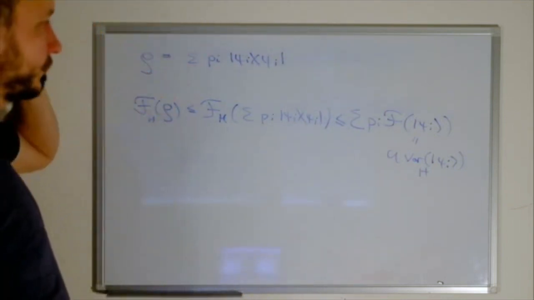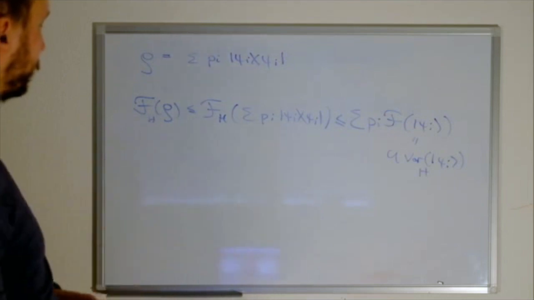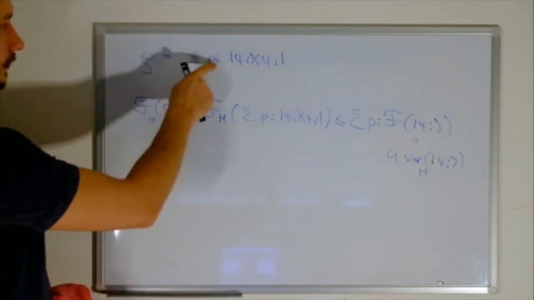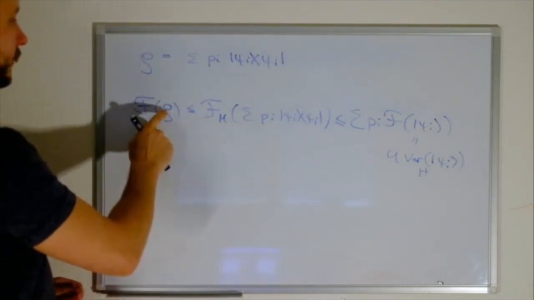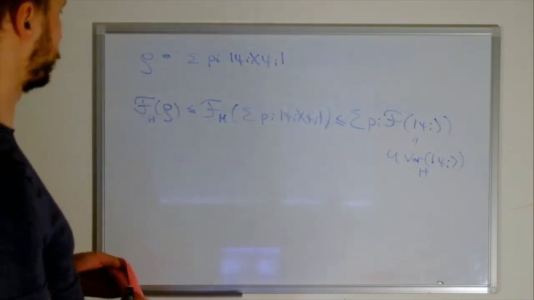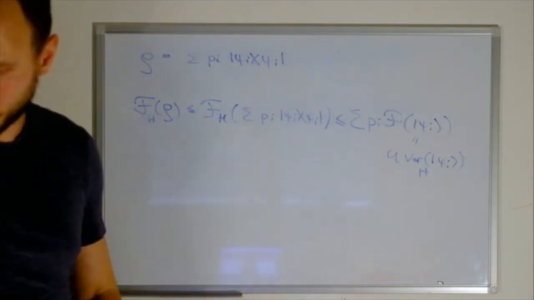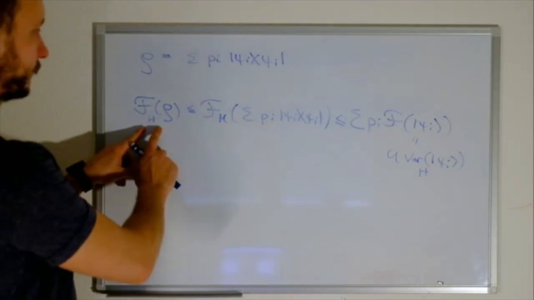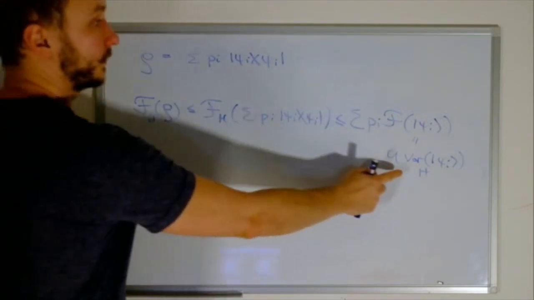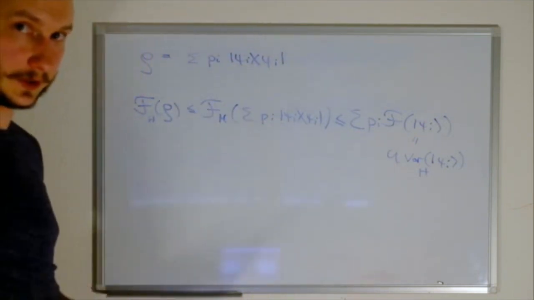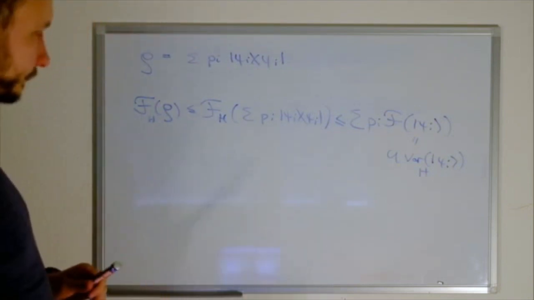Well, so what we want to show is that the variance of rho on the Hamiltonian is larger than the Fisher information of rho on the Hamiltonian. And to show this, we're actually going to show that the variance of rho is larger than the average variance for any decomposition. Okay? So let's do it.